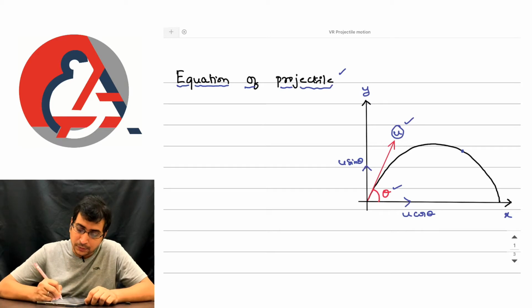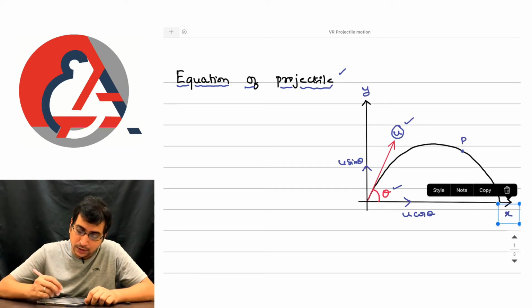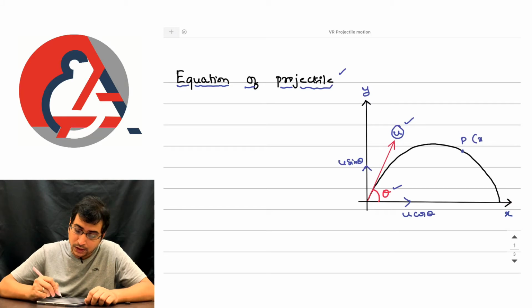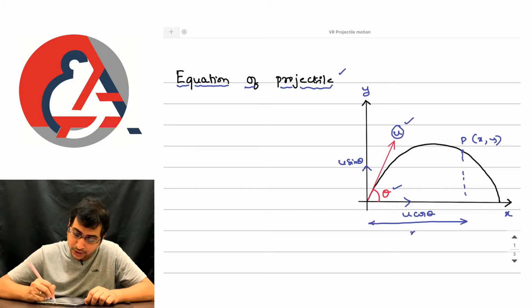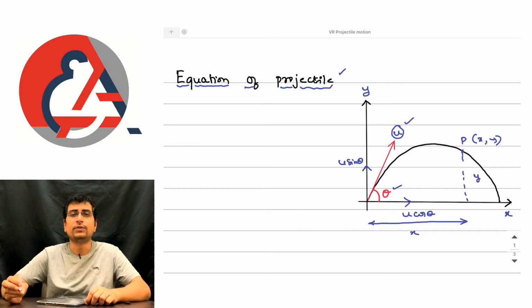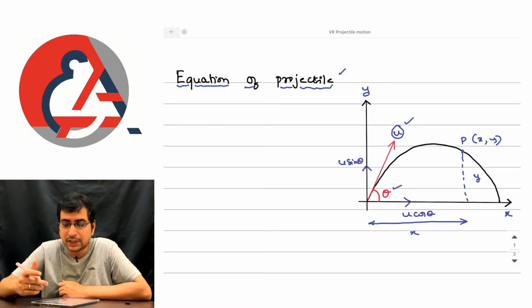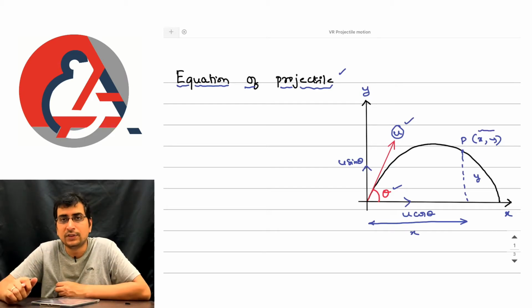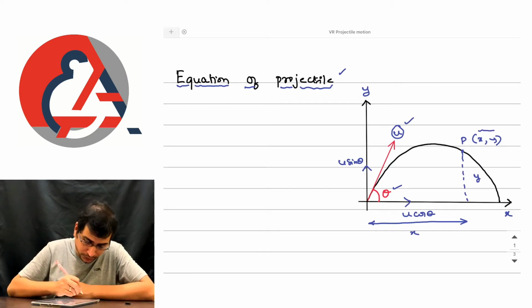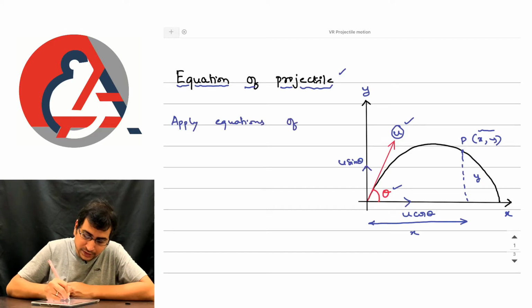Let's say at some instant t, the particle is at a point P (x, y), where x is the displacement of the particle in x direction and y is the displacement of the particle obviously in the y direction. Now what we are going to do is derive a mathematical expression expressing the relation between x and y in terms of some physics parameters. So let's see how to start. We are going to apply the equations of motion along x and y direction separately.